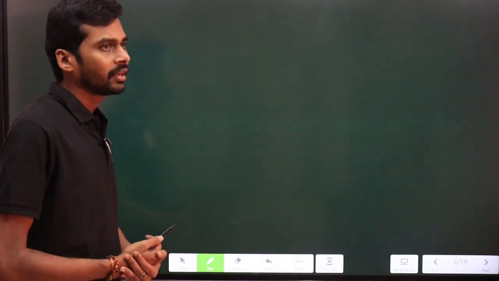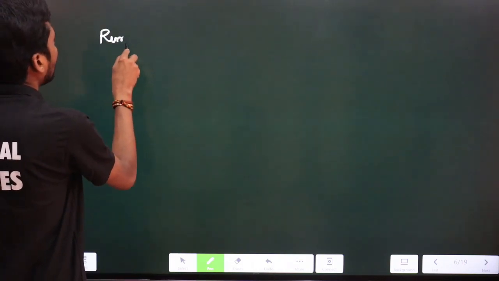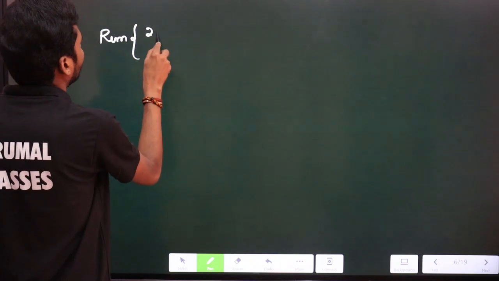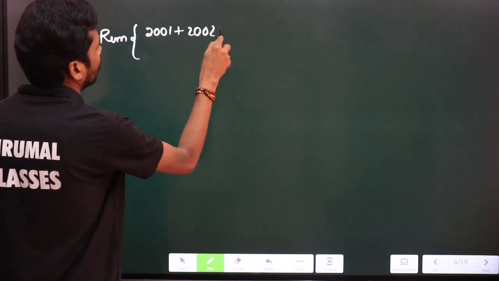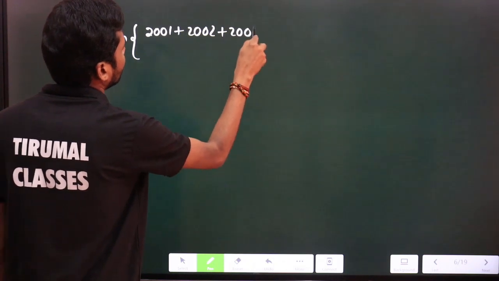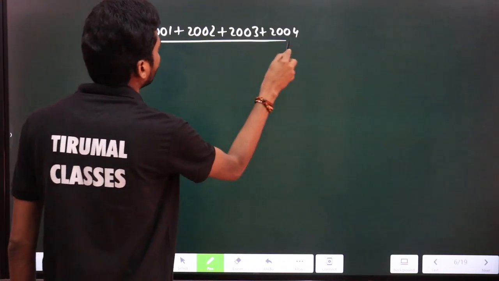And the next property is, suppose I ask you what is the remainder when 2001 plus 2002 plus 2003 plus 2004 is divided with 2000.